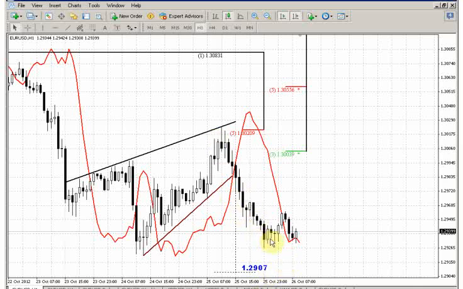Now you can see the red line on the chart is the MACD predictor. And it shows that the trend currently stands bullish, so price stands above this red line.